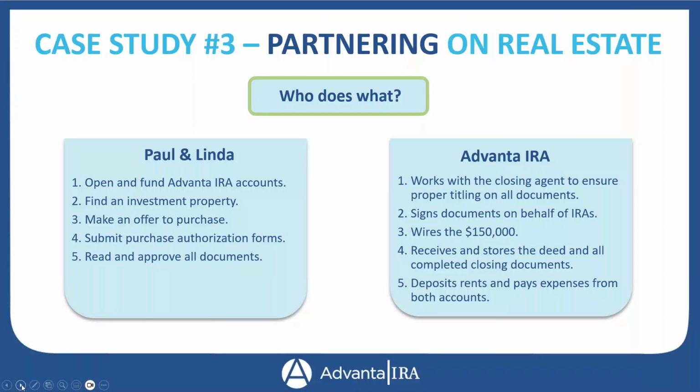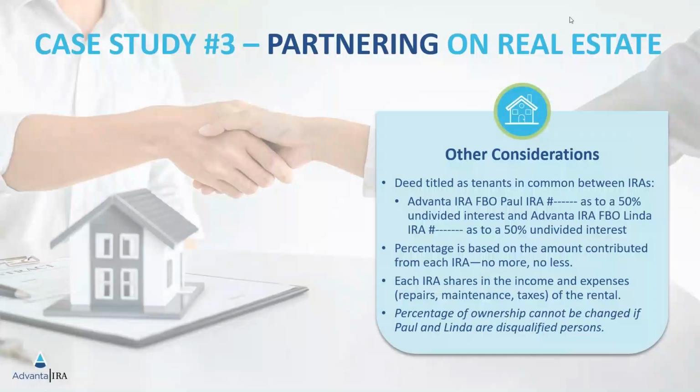And remember that their purchase is $150,000, but then they also still need $20,000 in order to get it rent ready. So in this example, we just made it easy. They're each going to bring 50% of what's needed to the table in order to make the investment, and they're going to own it 50-50. They're going to each read and approve all documents for the investment.